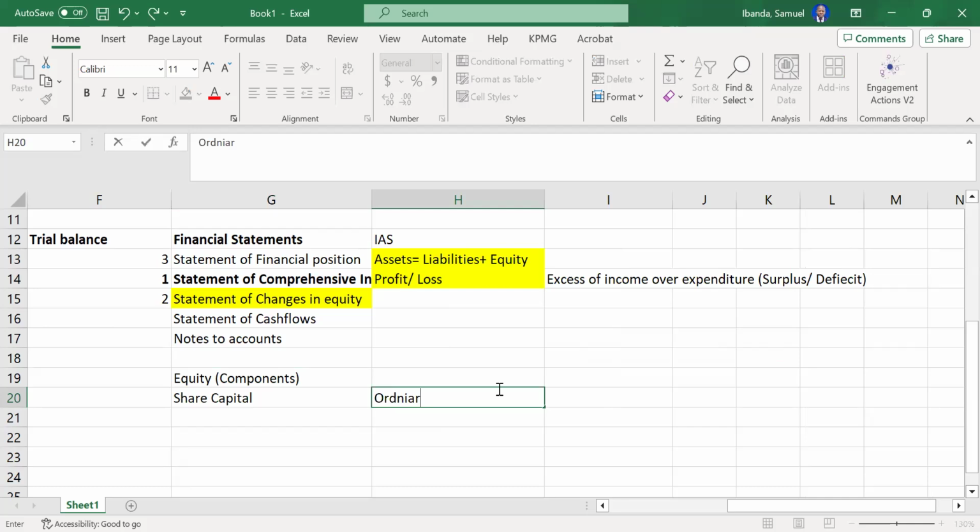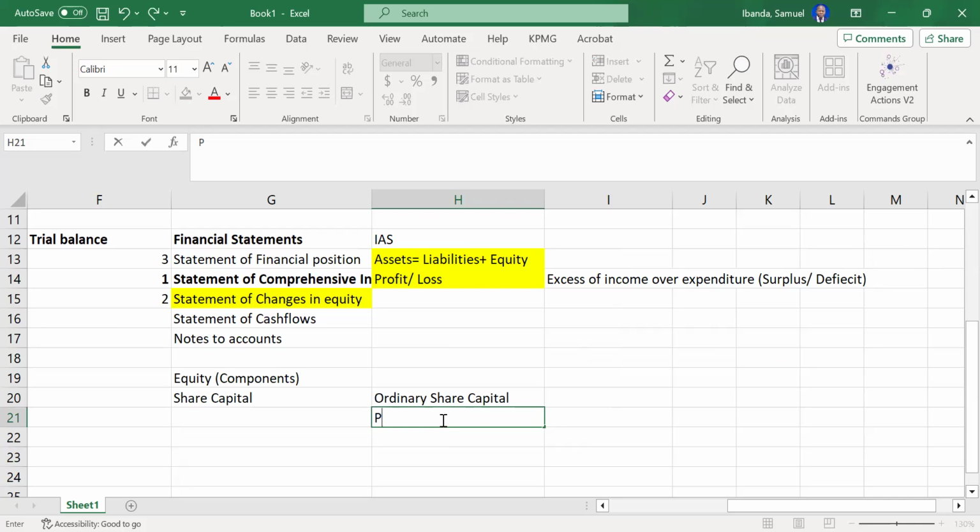Now, the ordinary share capital, these are like the ordinary owners of the business. People that have contributed money to the business through the ordinary shares. They are the beneficiaries. They are the last people to be paid off. They are the owners of the business per se. But there is also another category of share capital, which is called preference share capital.